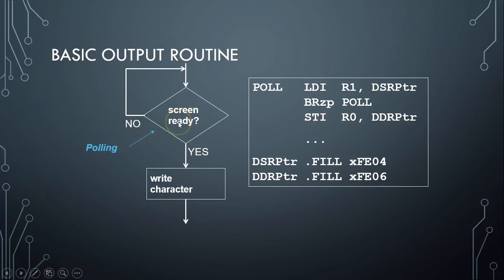So it's going to ask if the screen is ready to receive information. If it's not, it's going to keep asking whether or not it's ready to receive new information. Once it is ready, then it's going to go ahead and write out whatever character was stored in memory.